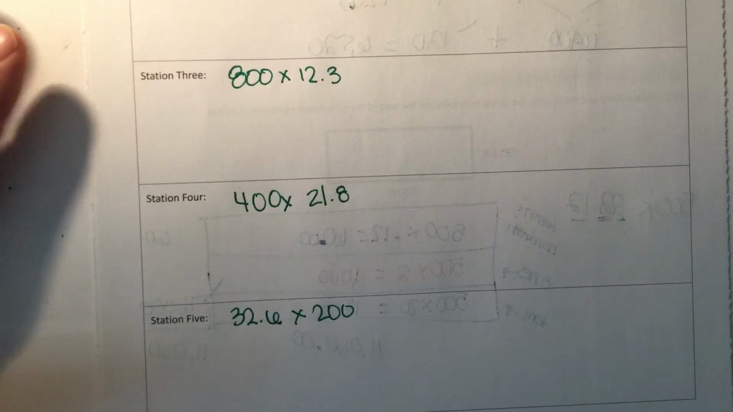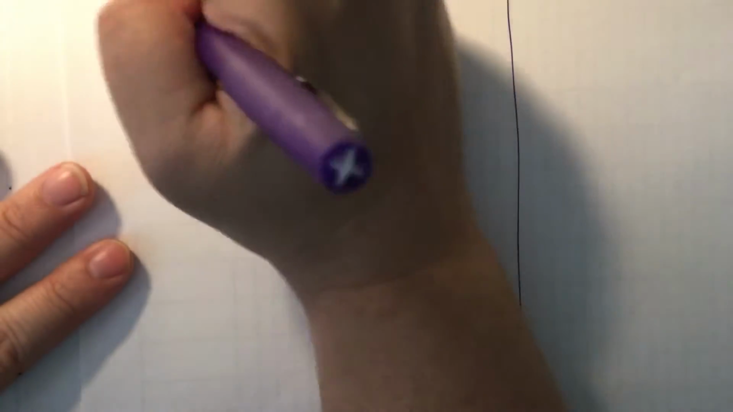And I am going to set up my paper here. Okay. So I have my paper here and my problem. Okay. 300. I'm gonna do 2 of them, so I'll divide my paper in half. Okay. So I have 300 times 25.4.